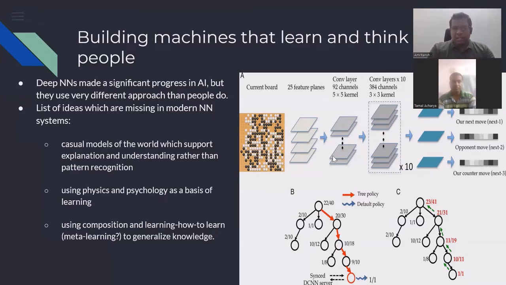Now, the overall idea, as with this picture, you can see that they have this tree here. And here we try to calculate the probabilities. Now, we need to know what is the most opportunistic move, or again, in the long run, what we could do which could solve the problem, or there would be a tree policy and then there is a default policy. So based on searching the whole tree, or whichever path seems most optimal in terms of rewards, we try to decide where we are going or what should be our next optimal policy. Now, the overall discussion here comes with this idea itself, that the causal model of the world supports explanation and understanding rather than pattern recognition. And I think we have mentioned this earlier.